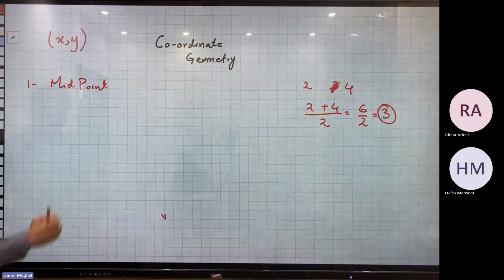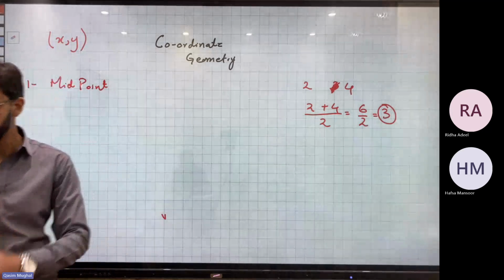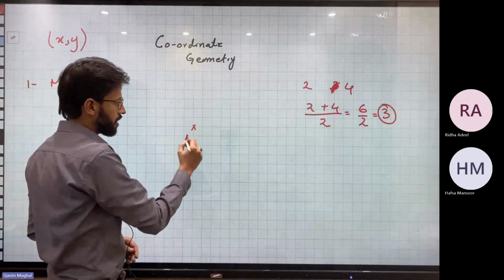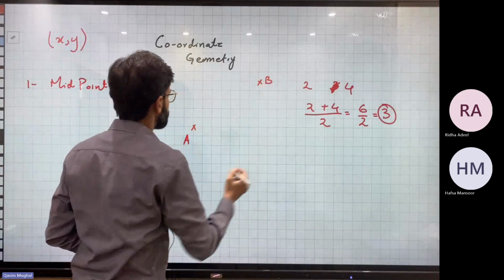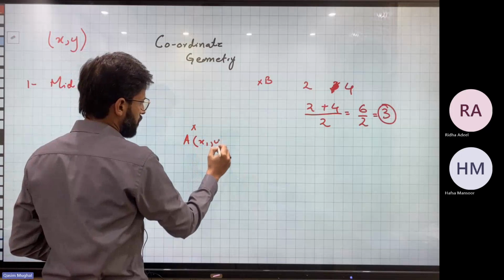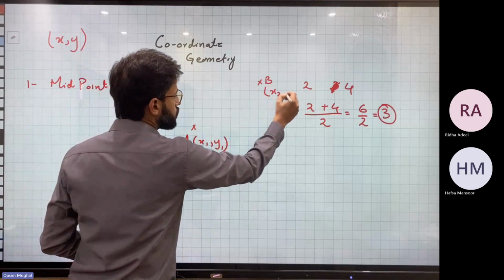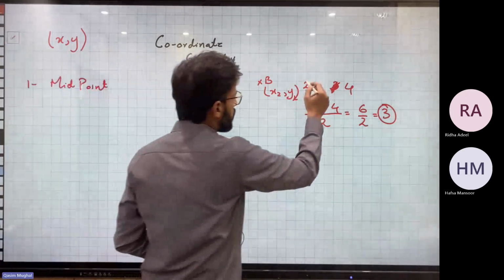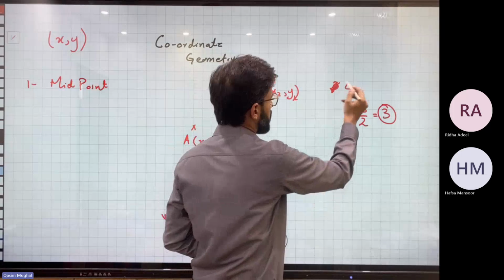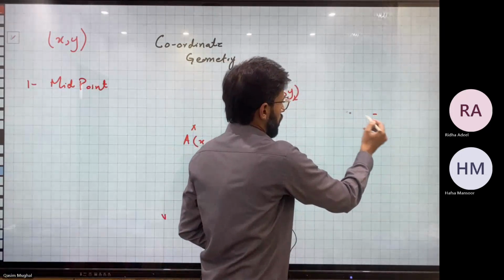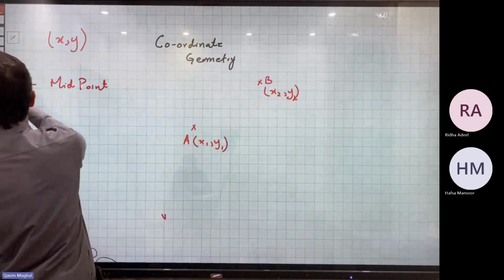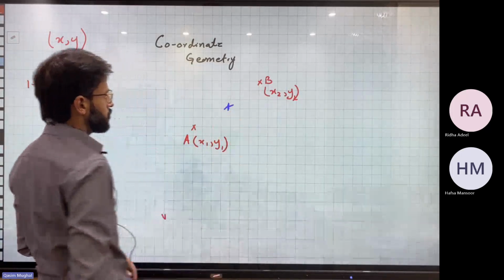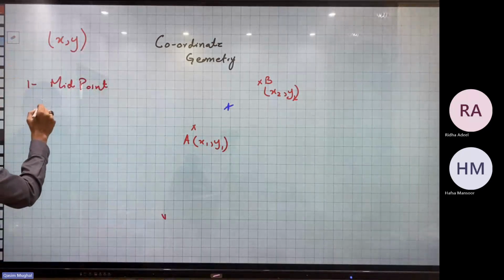In coordinate geometry, (x, y) is how you give the address of any particular point in a Cartesian plane. So if I have one point, let's say A, and another point, let's say B, and this is (x1, y1) and this is (x2, y2). These are generic names instead of the actual addresses of the two points. If I ask you to give me the coordinates of the point which is exactly halfway between them, you give that by a formula.